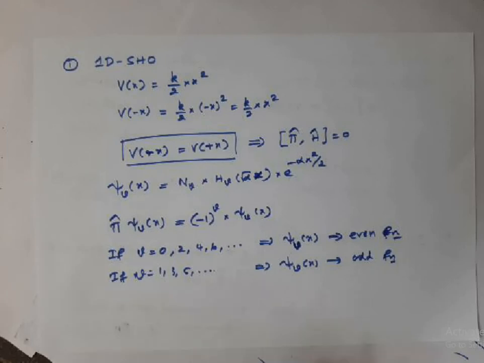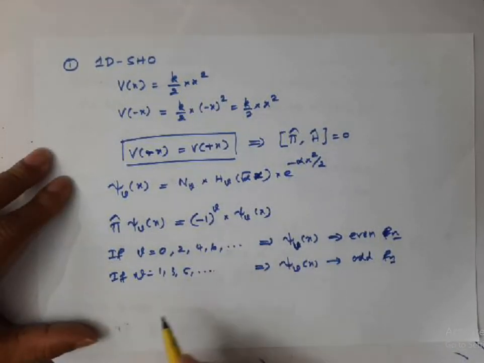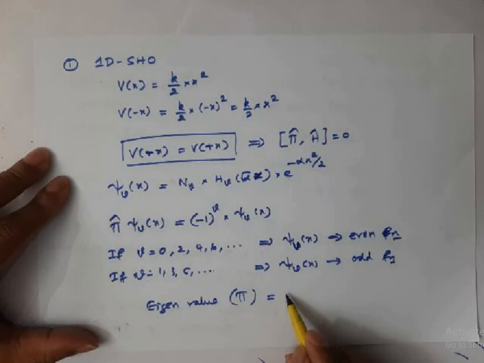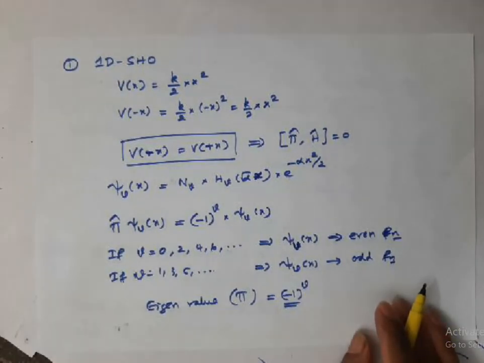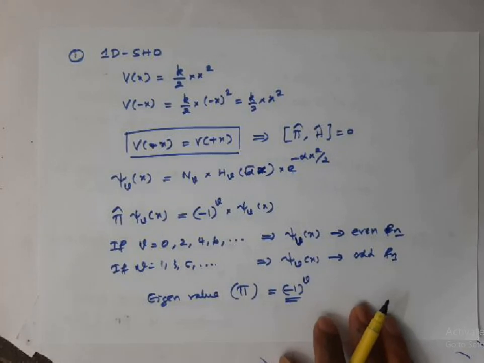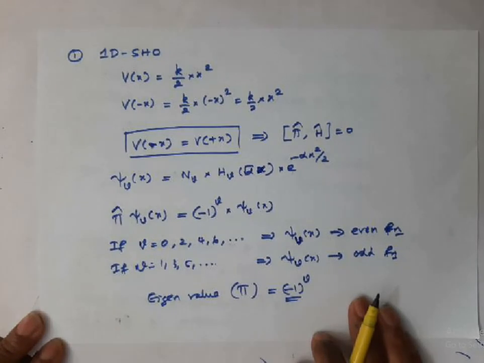So the eigenvalue of the parity operator, which we represent by the symbol pi, is equal to (-1)^v in the case of the one-dimensional simple harmonic oscillator. Keep this in mind. Based on this, you may expect questions in competitive examinations. So this is for the one-dimensional simple harmonic oscillator.